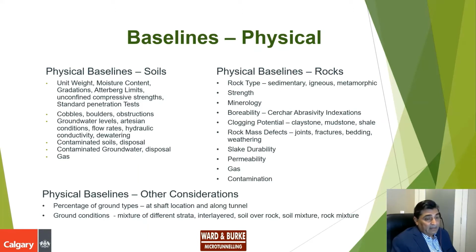Then we can provide the percentage of ground types at the shaft location and along the tunnel. And then we can show what type of grounds we have. It is a mix of different strata, interlayered soil or rock, soil mixture, rock mixture. So we can provide all those baselines, and those are physical baselines. These can be measured and can be quantified.